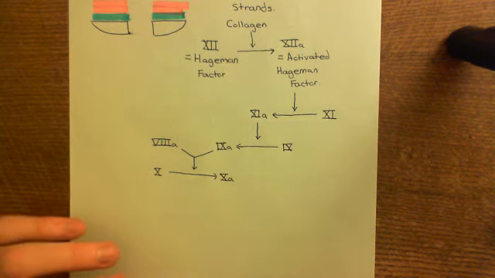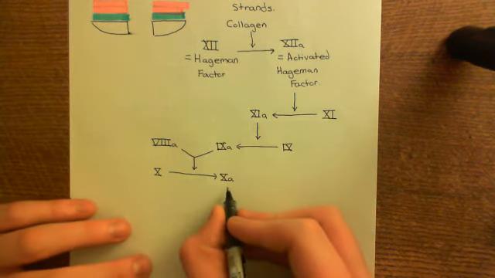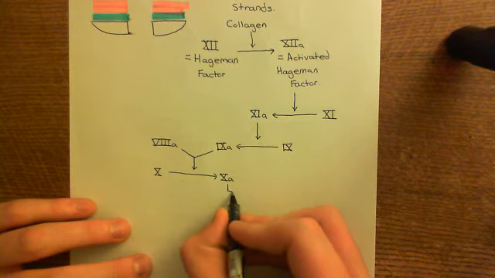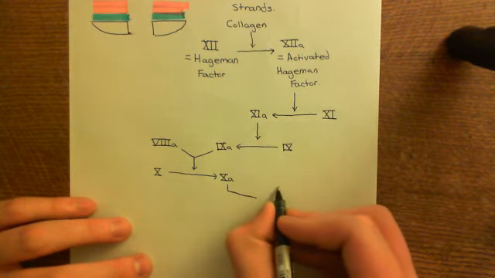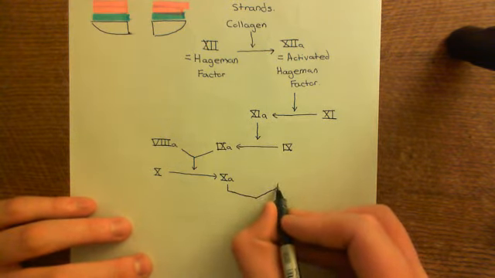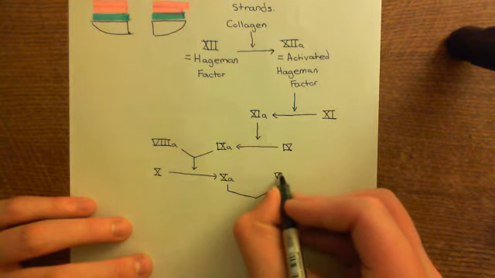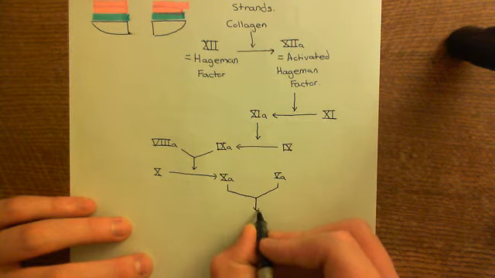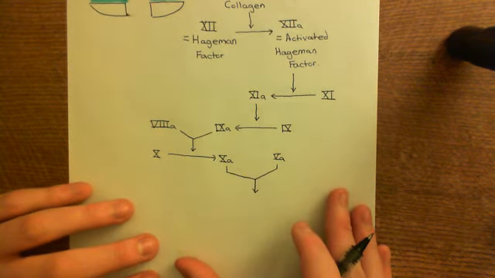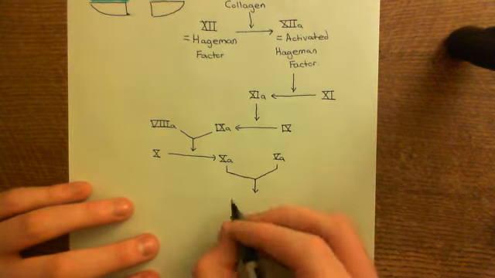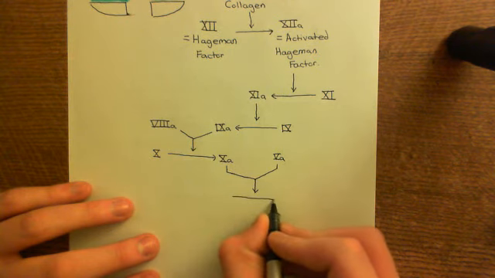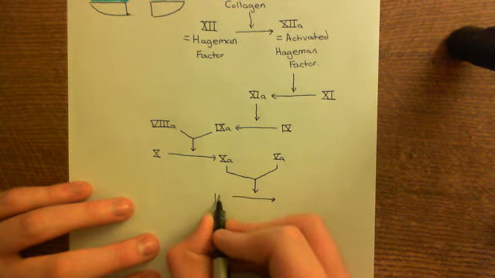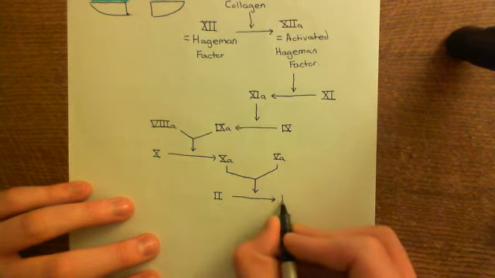Okay, so now, what will 10A do? Well, it's going to work in a very similar way to 9A. So again, it needs another cofactor to come in. It needs a cofactor known as factor 5A. And together, factor 10A with factor 5A bound to it will activate factor 2 into factor 2A. So factor 2 is going to go to 2A.